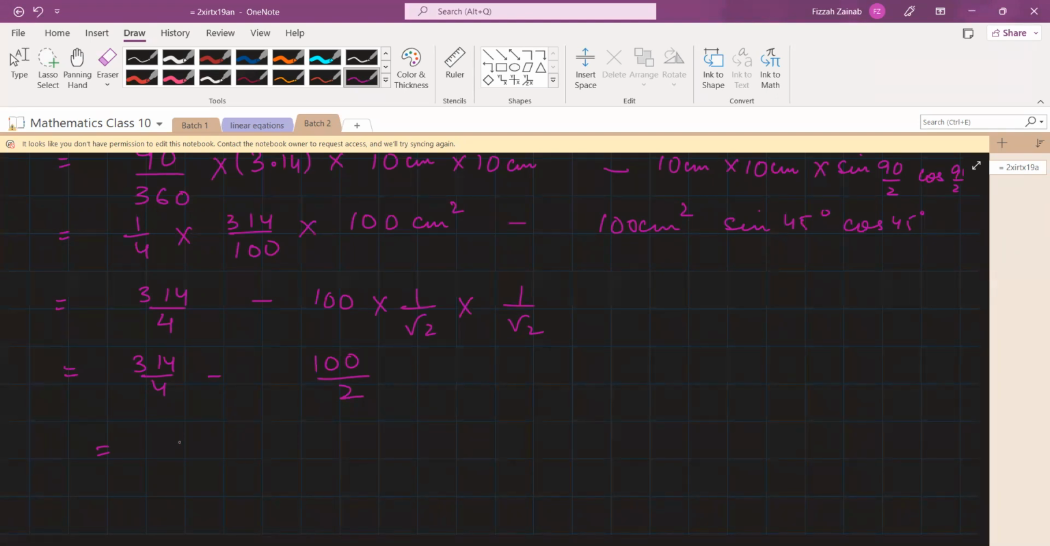Then take LCM, right? Only one time we will do the division. So take LCM, which is 4. So this is 314 minus, it will become 200. So this will become 114 divided by 4, right? And now just divide by 4. So 4 into 2 is 8. Then you have 34. So 4 into 8 is 32. And then you have 20. So 28.5. Obviously, centimeter square.